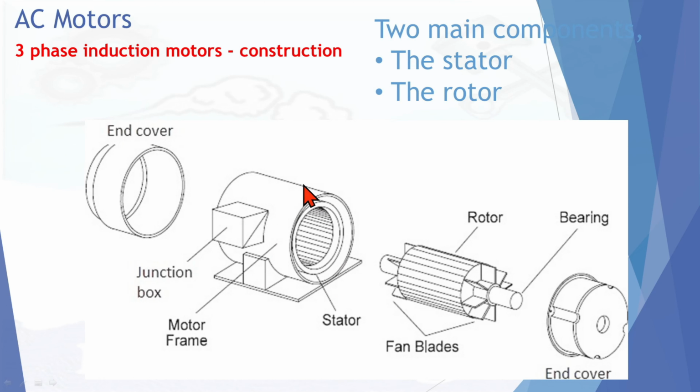The stator is the one which contains the sets of coils, which create the rotating magnetic field, and then the rotor, which passes through the stator, and there will be a clearance between the stator and the rotor, which allows the rotor to rotate freely, and the bearings will be installed on the end covers.